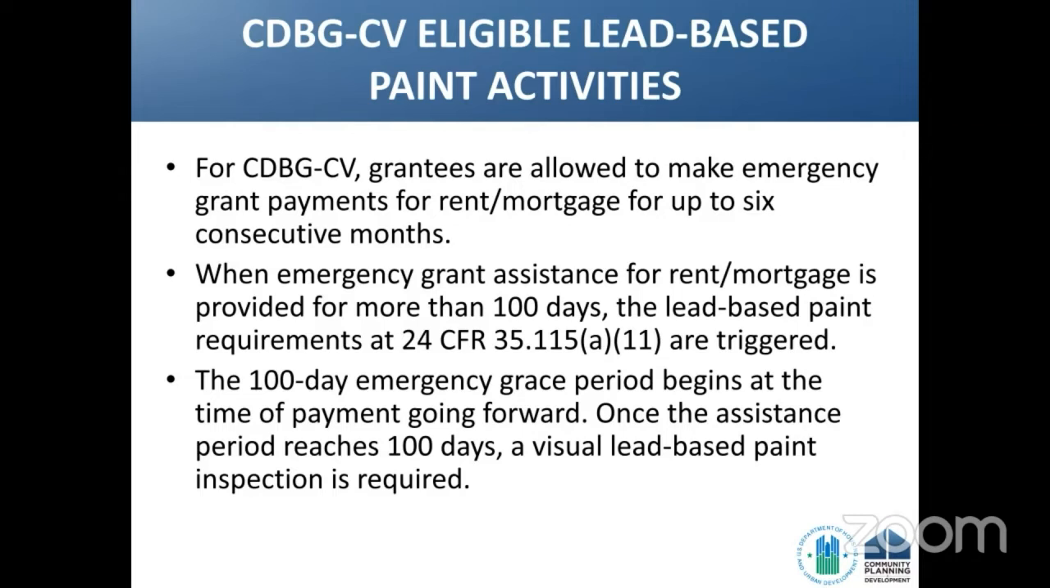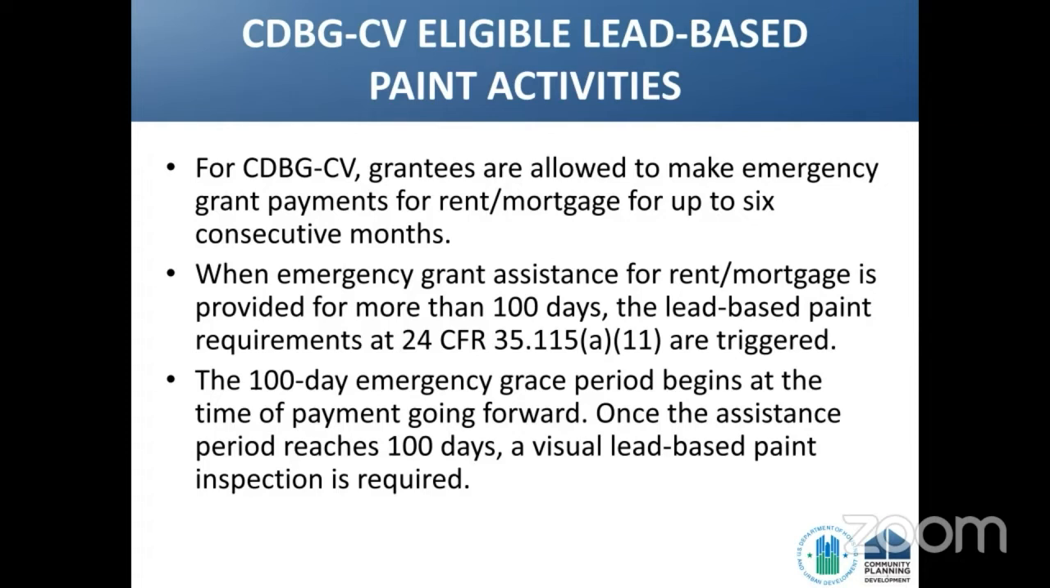And so if you're providing emergency grant assistance, let's say to an individual for 3 months, 3 months is generally 90 days unless it's November or June, months of 30 days. But in general, we will say around 90 days. So that will not trigger it. However, if you do it for the next month, you're going to pass the 100 days, and this requirement will kick in.